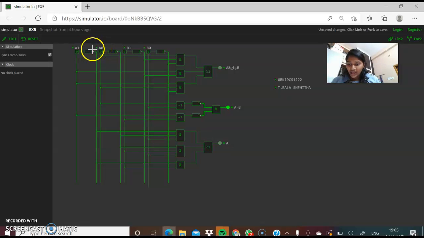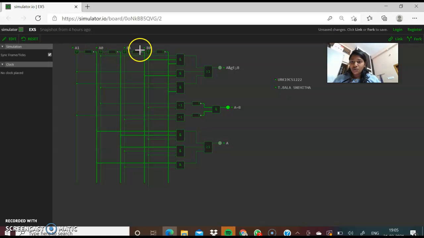these two are known as binary inputs A, and these two as binary inputs B. When A1, A0, B1 and B0 are 0, then the light will be glowing at A equal to B, whereas when it is 0, 1, 0, 0, the bulb will glow at A greater than B.